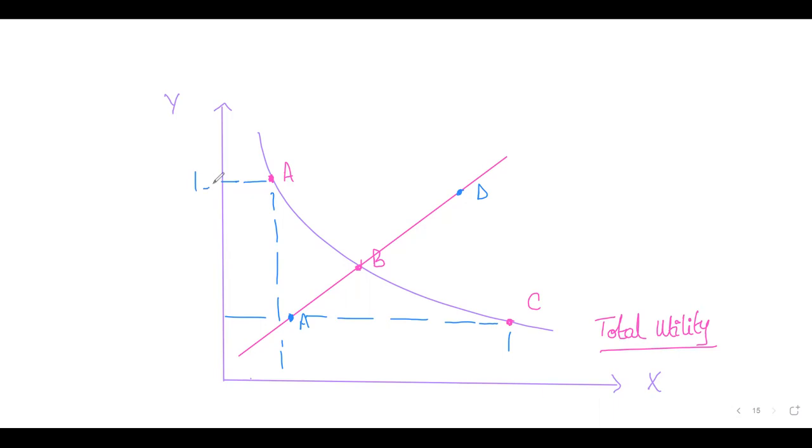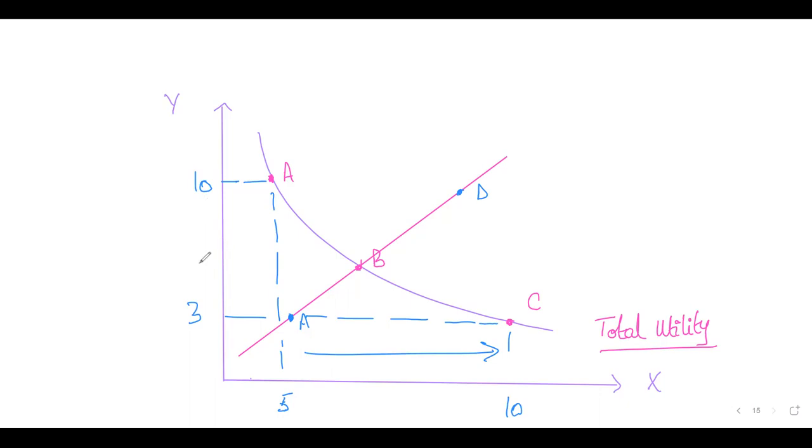So if you're, let's say, consuming 10 units of Y at A and 5 units of X at A, and then you move from A to C, now you will be consuming more units of X, but that means at the expense of Y. Consuming more units of X, moving right on the X-axis, means you have to move down on the Y-axis, right? So that's why you are indifferent between the two goods.